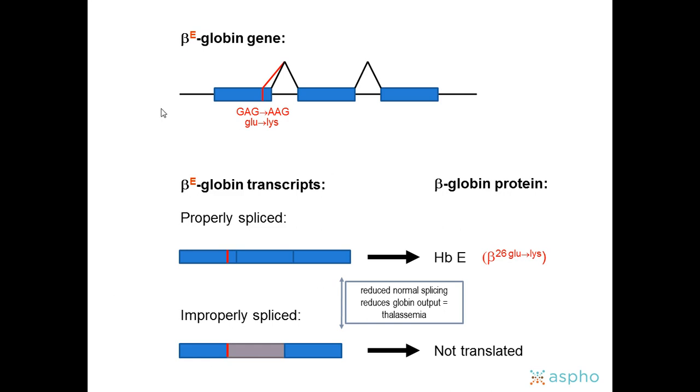So here's your beta globin gene. Here's the point mutation that leads to a substitution of lysine for glutamic acid. And that's fine, but it exposes a cryptic splice site. And so when these beta E globin transcripts are made, some are properly spliced and some are improperly spliced. The ones that are properly spliced give rise to hemoglobin E. The ones that are improperly spliced don't give rise to any mature peptide. So here we have reduced output, and reduced globin output means thalassemia. So it's a structural variant that's also thalassemic.